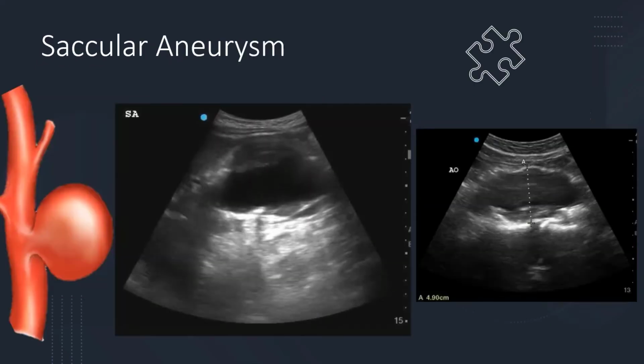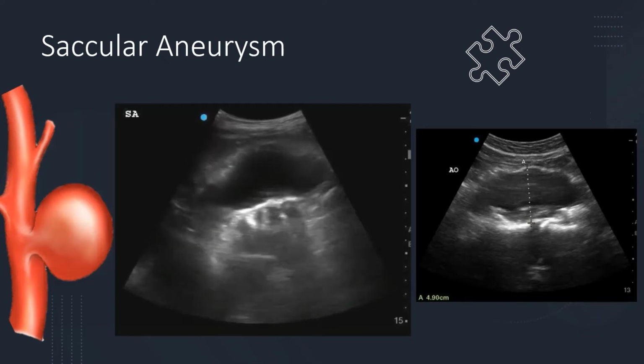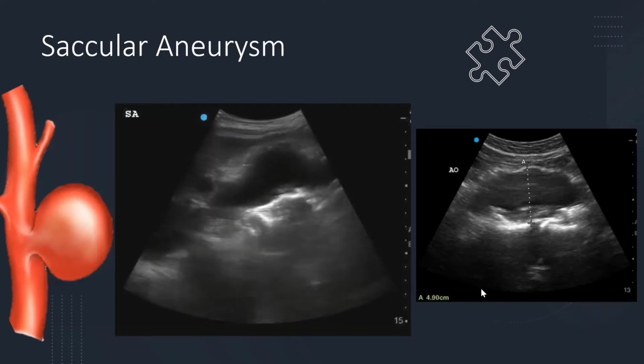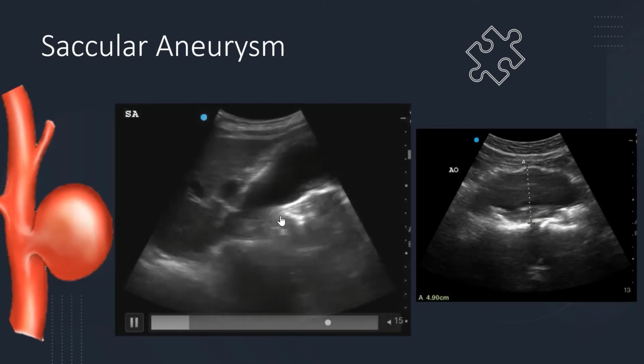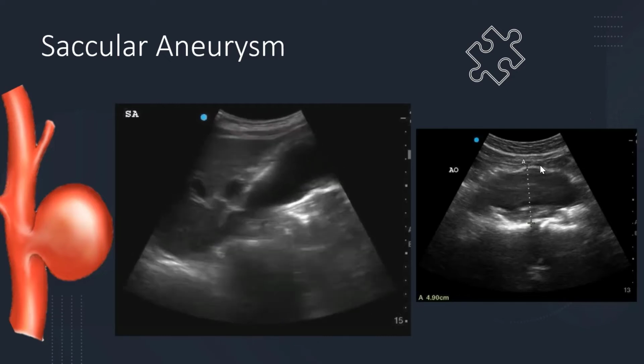And then moving on to pathology. So the reason why we like to do the sagittal view of the aorta is to check for a saccular aneurysm. So here on the left, you can see we're fanning down and there's this really large AAA. And you can see this isoechoic area within the lumen that represents an intramural hematoma. Here on the right is a good measurement from outer wall to outer wall.